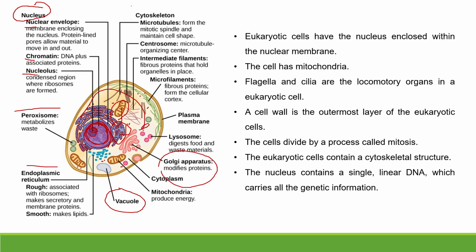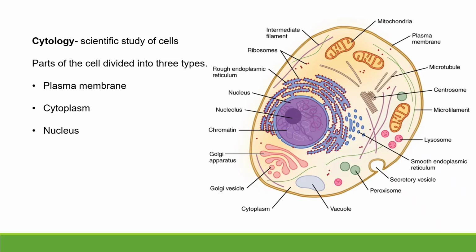And the cytoskeleton consists of microtubules, centrosome, intermediate filaments, and microfilaments, which give structure and shape to the cell, just like our human skeletal system does. This slide shows what is cytology. Cytology is the scientific study of cells.